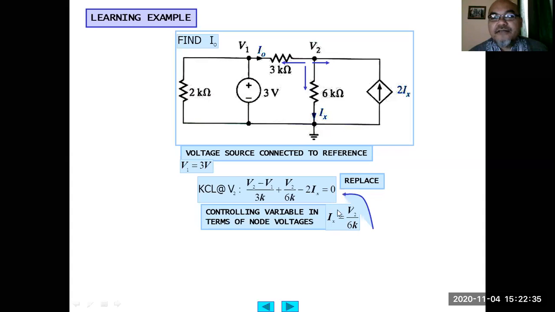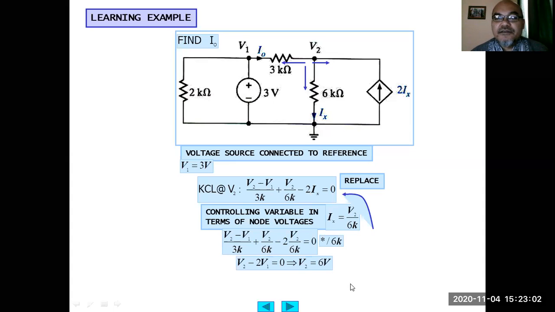So we have 3 equations. How many unknowns? Also 3 unknowns, V1, V2, and Ix, right? So this is mathematically a solvable system of equations. We replace the Ix using this controlling variable: V2 minus V1 divided by 3K plus V2 divided by 6K minus 2 V2 divided by 6K equals 0.